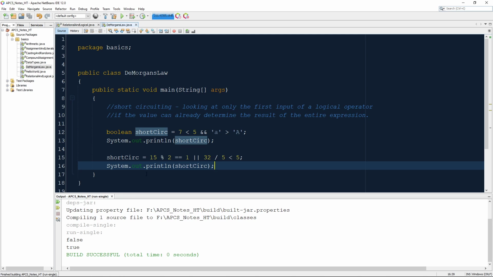And again, can we see a difference? Not really, but the reality is the computer is doing less work, and that could definitely protect you. And we'll see when we do conditional statements that that's something that we use a lot. Right? Short circuiting is a very useful tool.